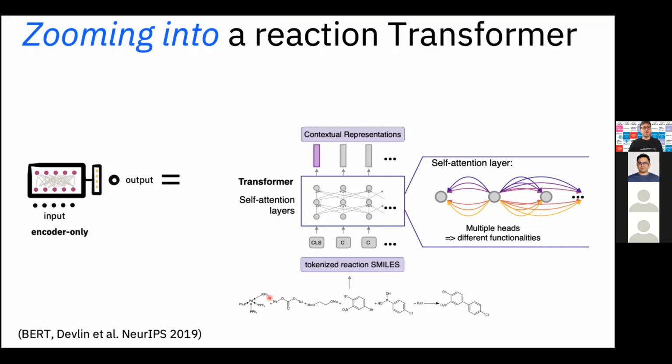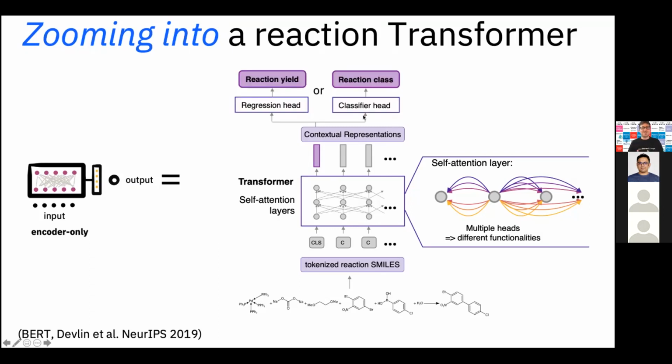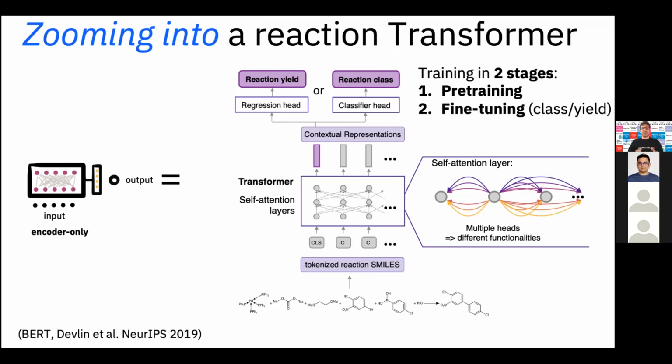Afterwards, what we can do is add a regression or classification head on top, and then train this model on a downstream task like reaction yield prediction or classification. The training of those models typically happens in two stages. First, the pre-training stage, and then the fine-tuning.